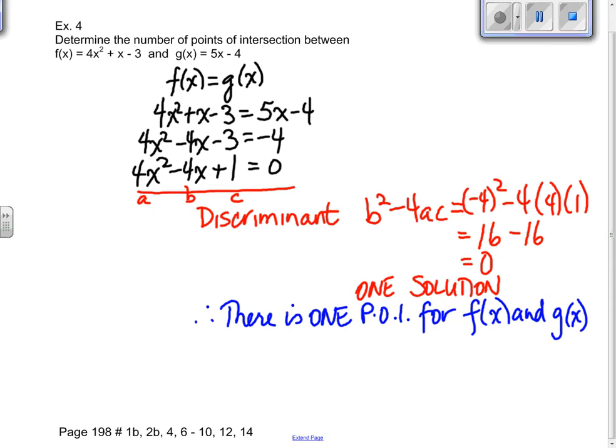Looking at points of intersection, please try page 198, 1b, 2b, 4, 6 to 10, 12, and 14, and there are no course notes pages for that. Don't forget you do have a graphic organizer that's due as well.